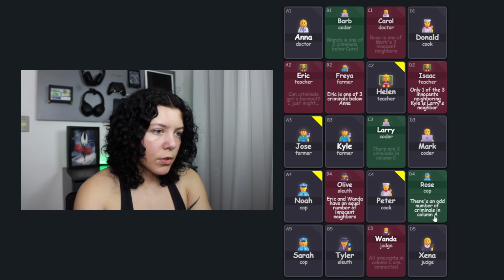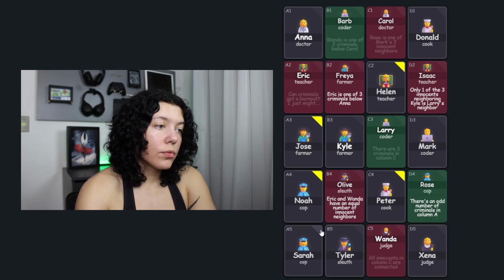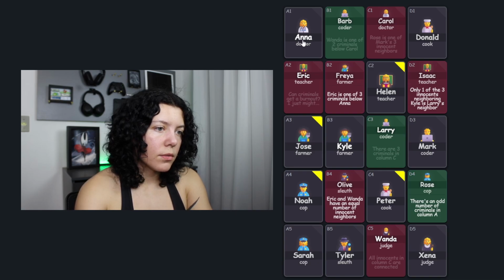But we also know that there's an odd number of criminals in column A. So far there's 2 here. And there can be 4. So either Sarah or Anna has to be a criminal. Because 3 is an odd number.